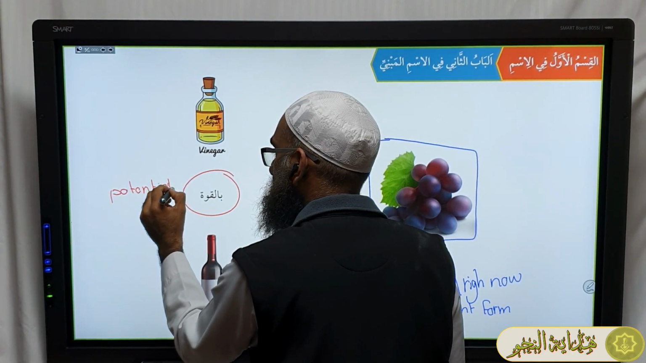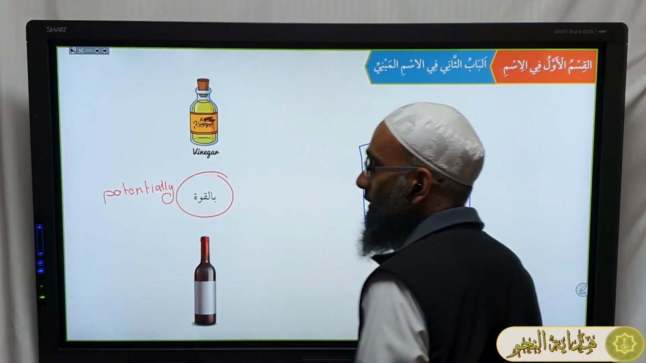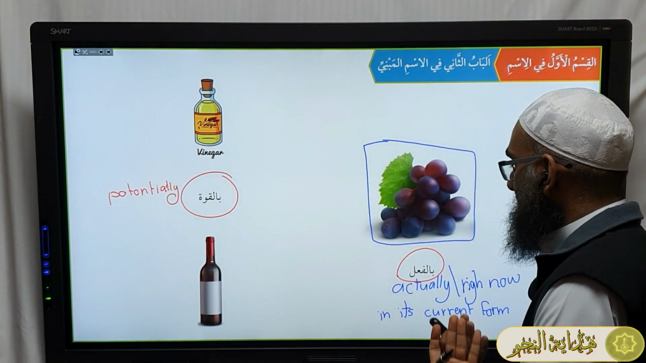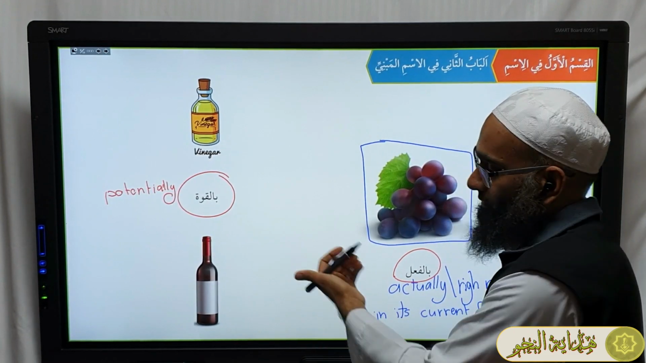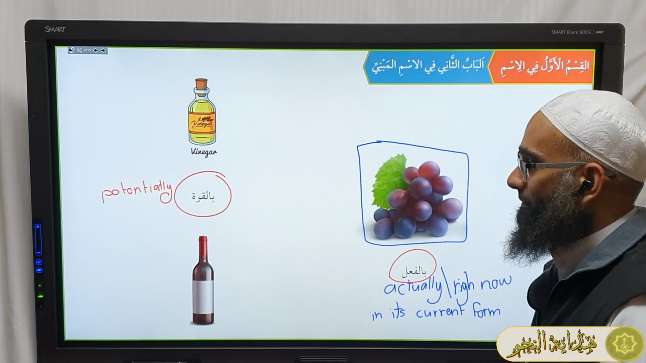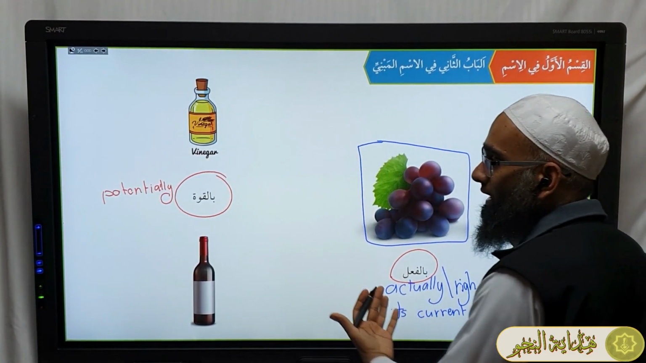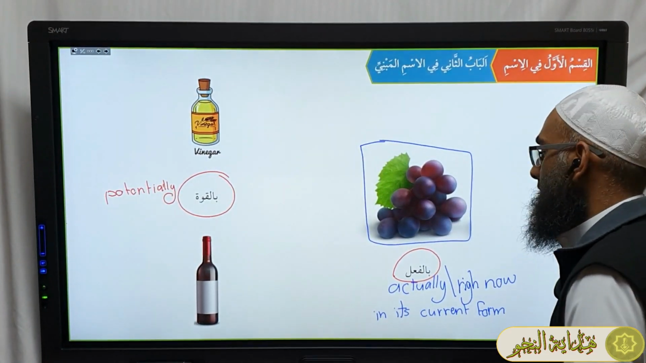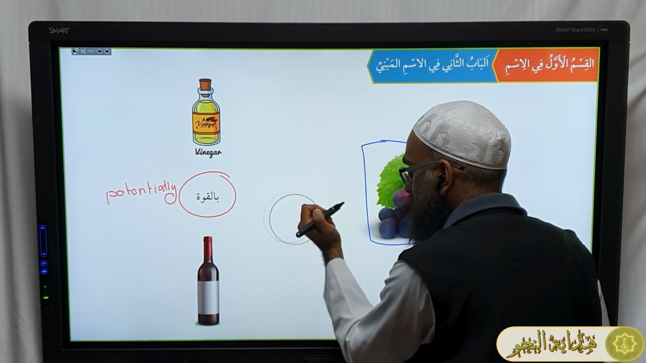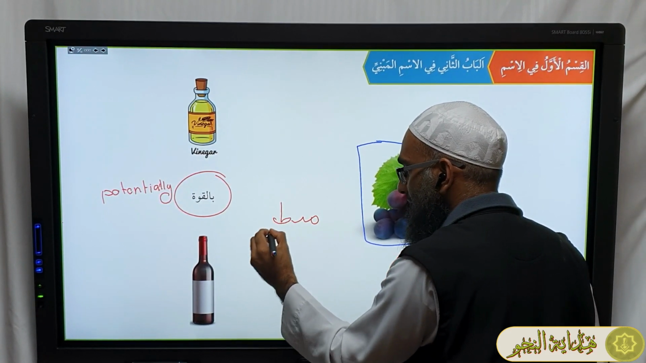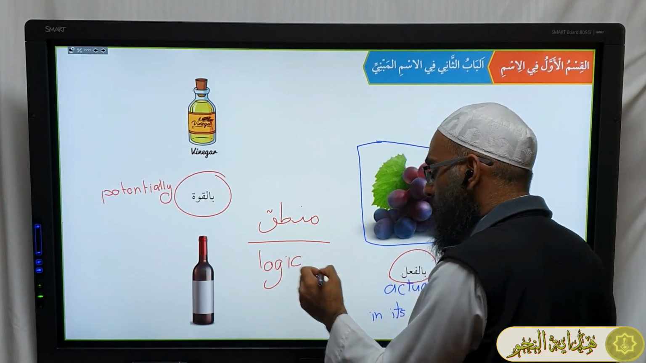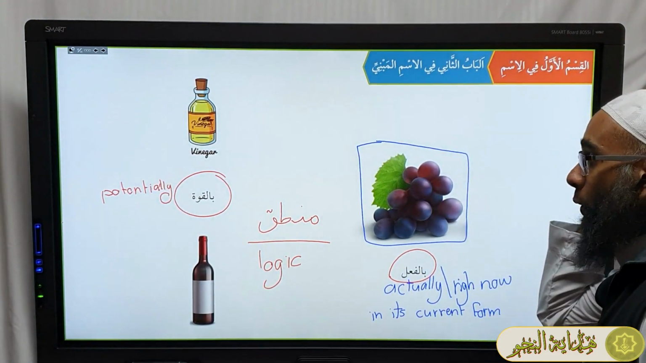Bil quwwa, it has the quwwa, the strength, the ability. So actually, these are grapes. Bil quwwa, potentially, they can be wine or vinegar. So the word bil fa'l means actually, and the word bil quwwa means potentially. So you've got the two terminologies. These are terminologies of mantiq. Many people don't study this, or they don't study it properly. Just like a side note, it's very important. I call it logic. So bil fa'l and bil quwwa.